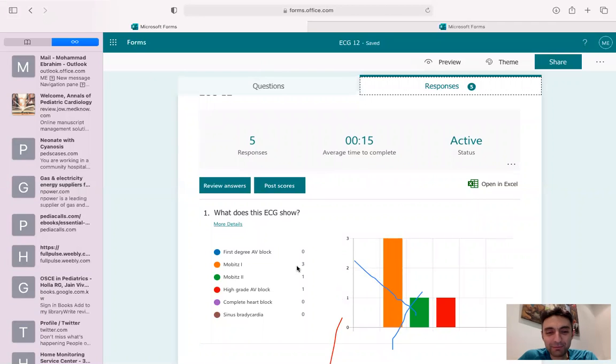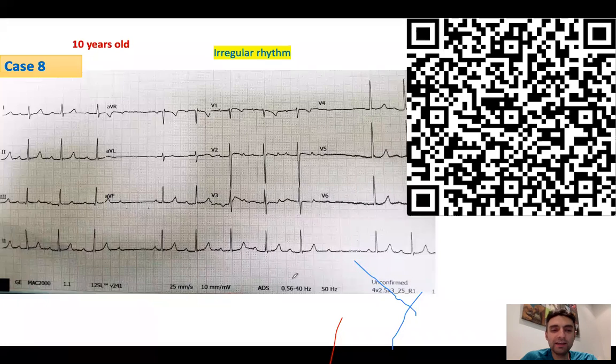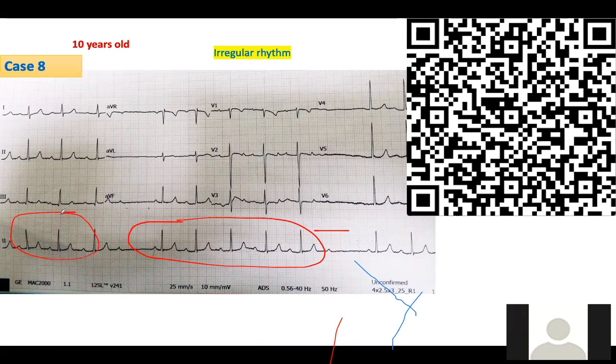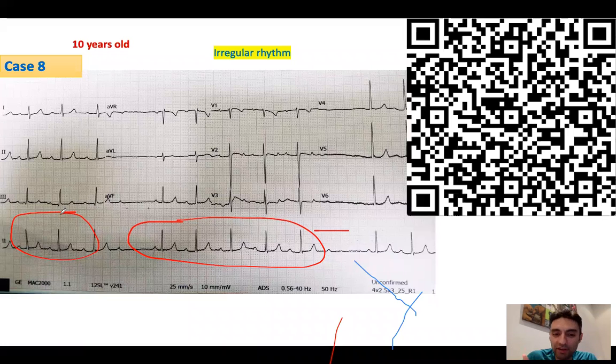Mobitz 1, Mobitz 2, one high-grade, one. Okay, good. Again, this is the group beating that I'm mentioning. So group beats, gap, and then group beats again. I wish I had a longer rhythm strip, but group beats with gaps is a sign of irregular beats. This patient had just someone feel his pulse that was irregular and did an ECG. He has no complaints.